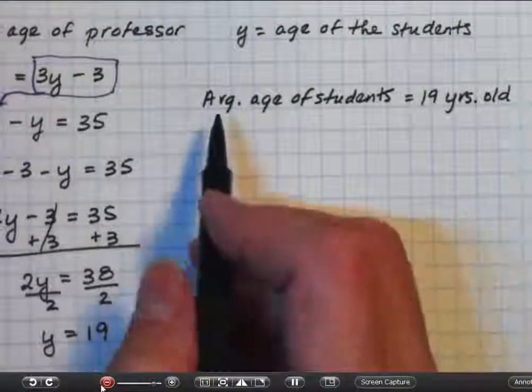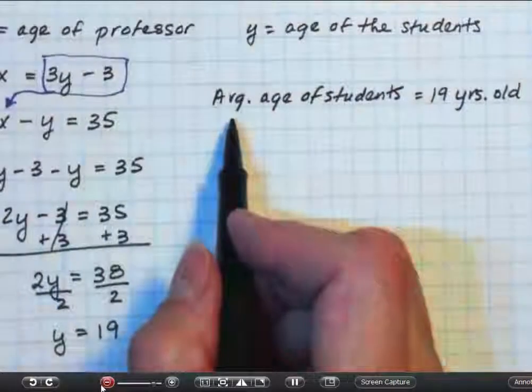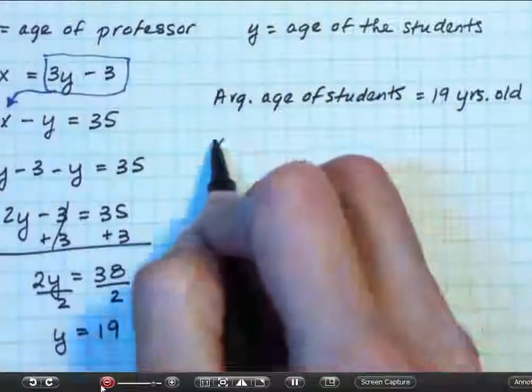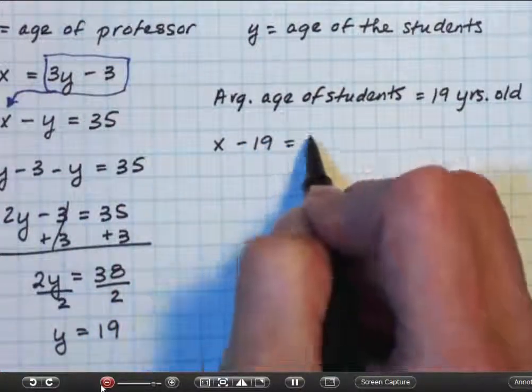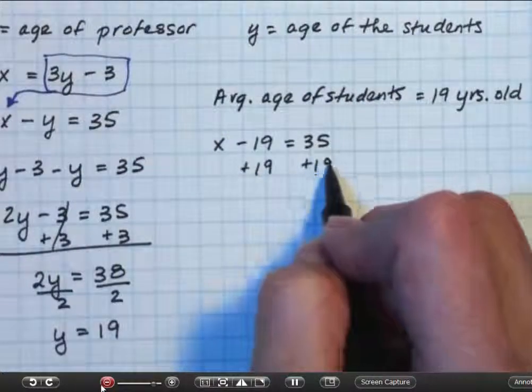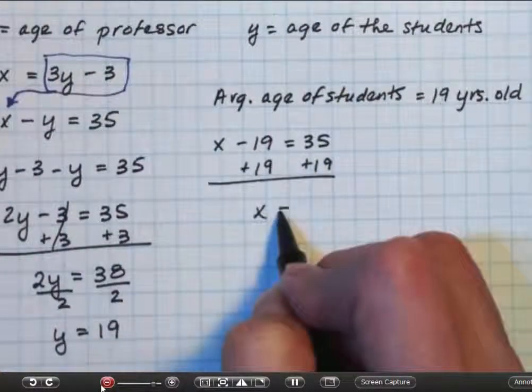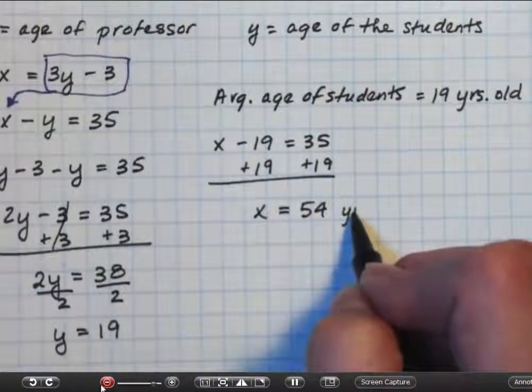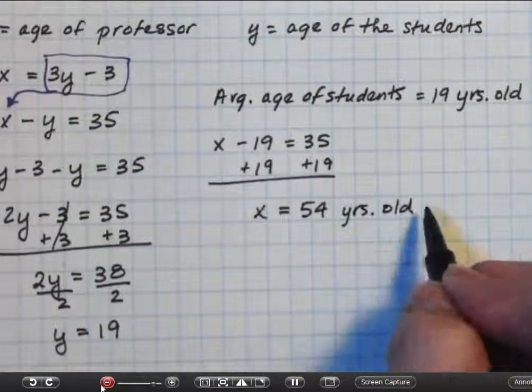And then I need to figure out what the age of the professor is, and I have this nice equation here, so I know that X minus 19 has to equal 35. If I add 19 to both sides, I end up with X is equal to 54 years old.